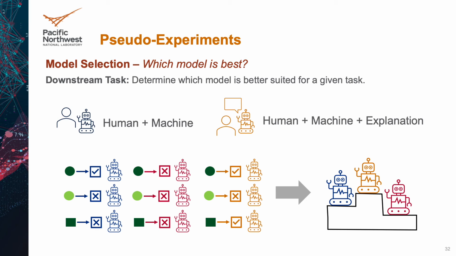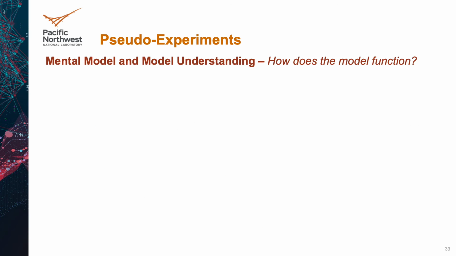For example, by measuring whether using the explanations to identify whether the model decision was right or wrong for the right or wrong reasons enabled users to better distinguish which model is best suited for the task.